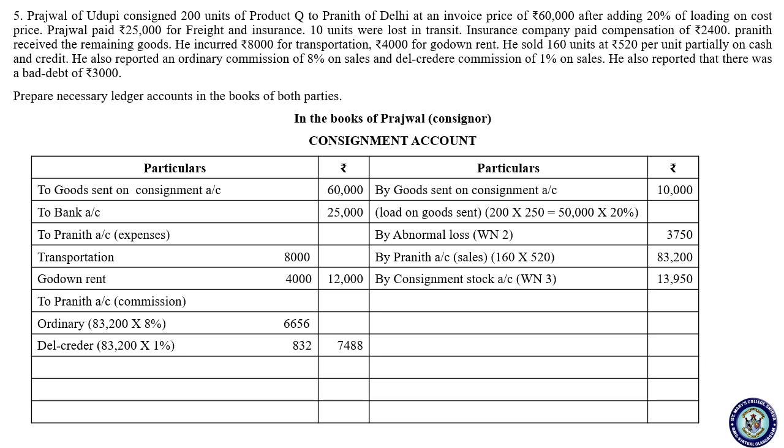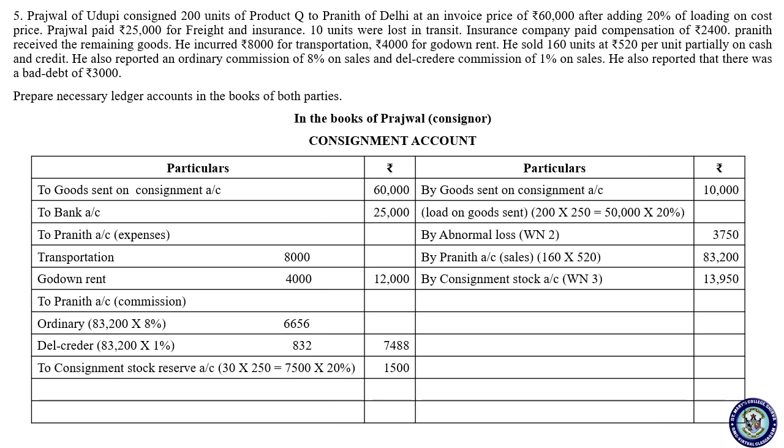Here it is consignment stock. When you deduct the load price, in the sense you keep it as a reserve. So it is to consignment stock reserve account, same name, but the reserve account you have to write. In the first case, that is goods sent on consignment, you have to remove the entire amount by crediting the same entry by goods sent on consignment account. But in the case of stock, you have to keep it as a reserve. So it is to consignment stock reserve account.